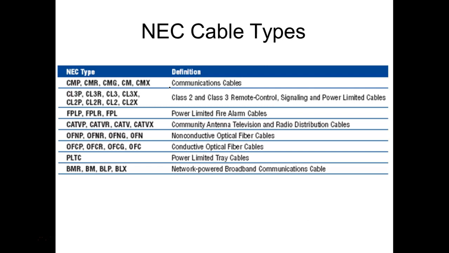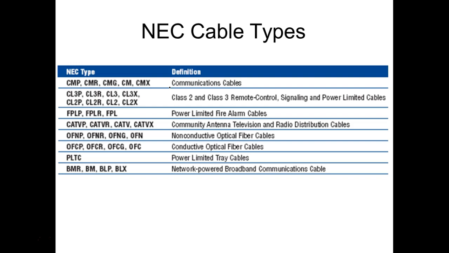These are actually a really good one. So CMP, we can use these for communication. CMR, CMG, CMX, and CM, these would all be used for communication cables. The CL, these are your class 2 and class 3 remote control signaling and power limited cables. FP, these are going to be fire alarm cables.